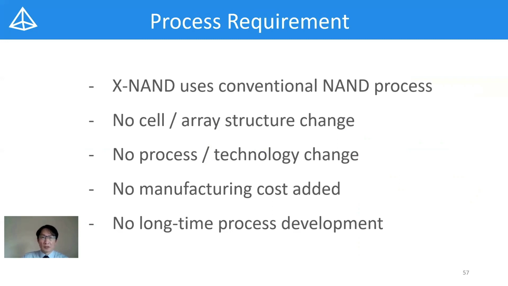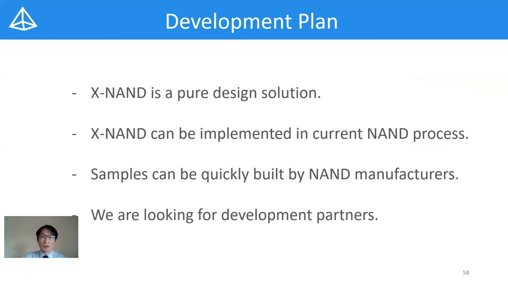For process requirement, XNAND can be implemented by any existing NAND process. It does not require any cell, array, process, or technology change. It does not increase the manufacturing cost, and it does not require long development time for process change. XNAND is a pure design solution. The basic rewrite circuit, the page buffers, and the high voltage circuits all remain the same as the conventional NAND. So it can be quickly implemented and sampled by every NAND flash manufacturer.